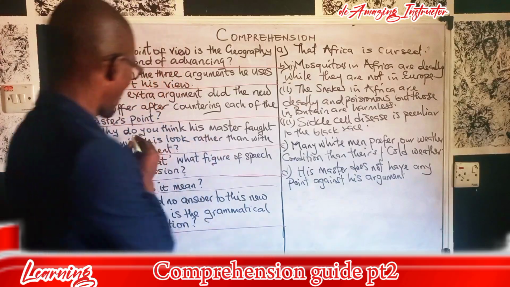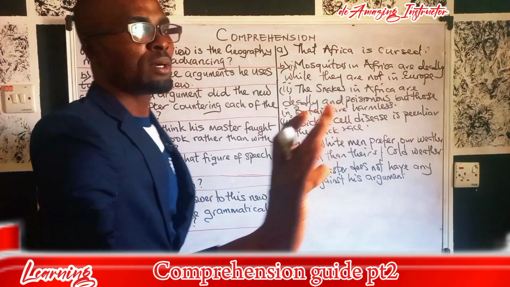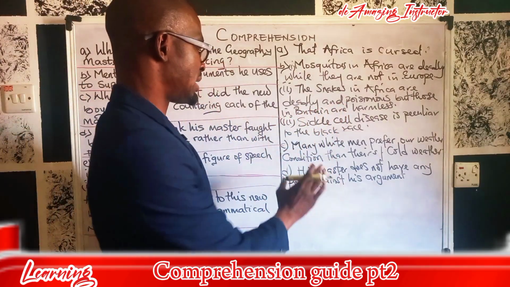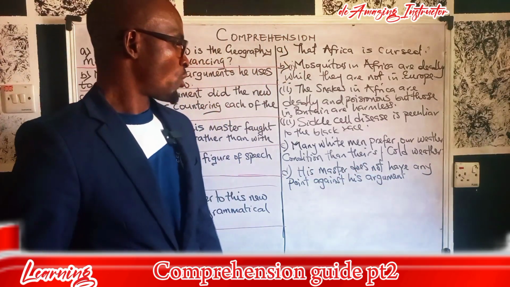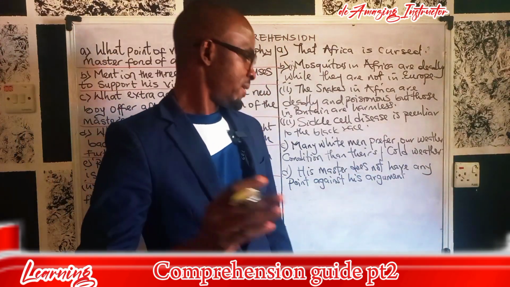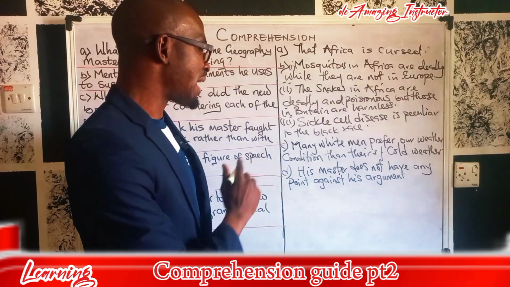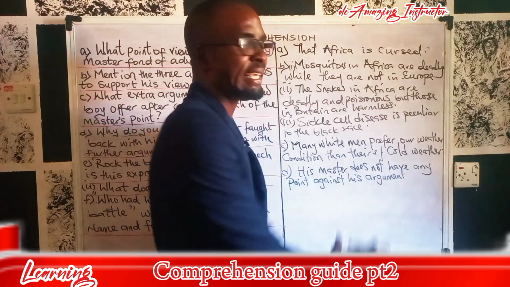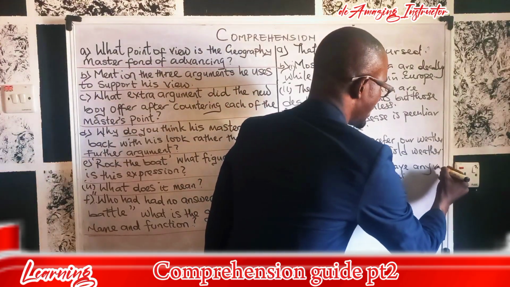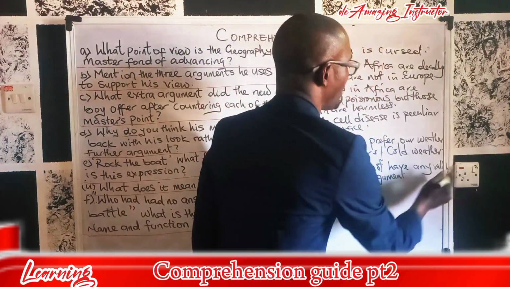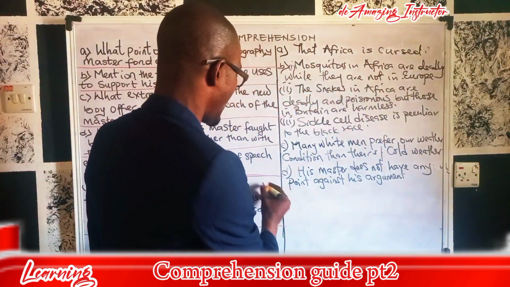So remember the use of "does", which is present tense, and we're answering the question with present tense. His master does not have any valid point against his argument. Any valid point against his argument.